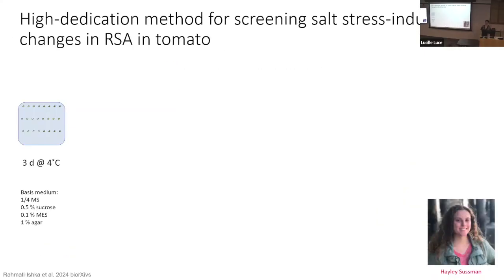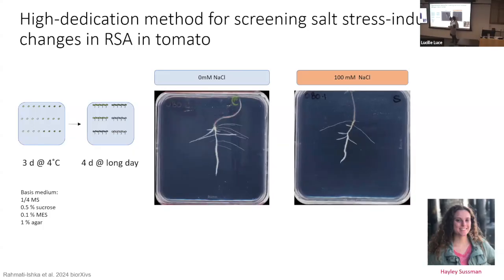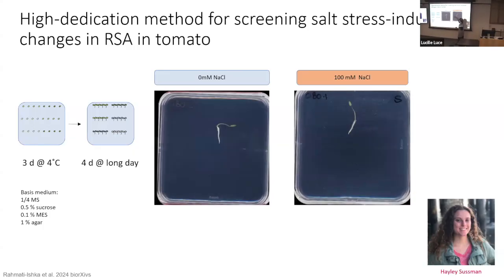So me being me, I'm like, let's have a look at the root system architecture. How are we doing that? I just did that before I left Saudi Arabia. So we're germinating the plants under control conditions. We transfer them to control and salt plates. And then we scan the plates every single day.